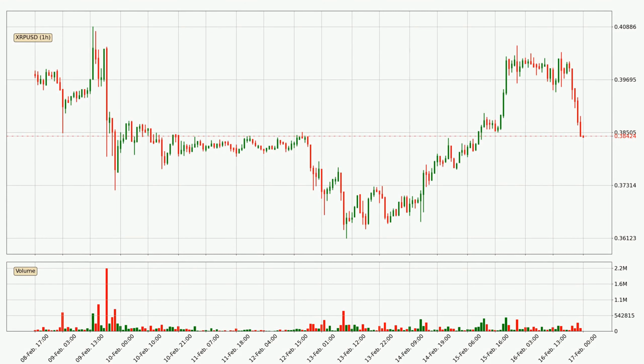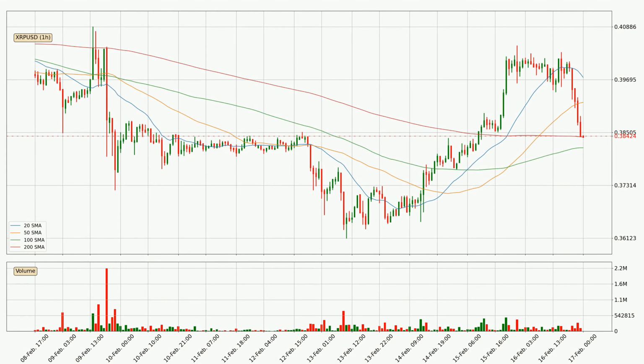Looking at the Ripple hourly time frame, the price moved down around 3.9% in the last 24 hours, with a current price of 38.4 cents. However, the volume wasn't especially high, so this move wasn't very strong.